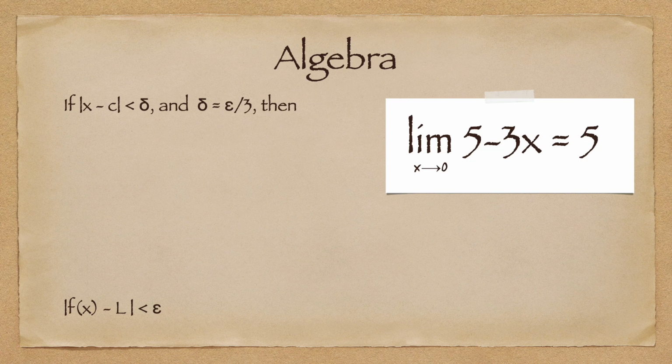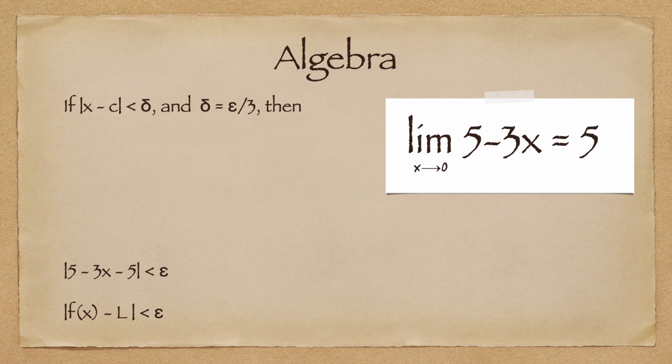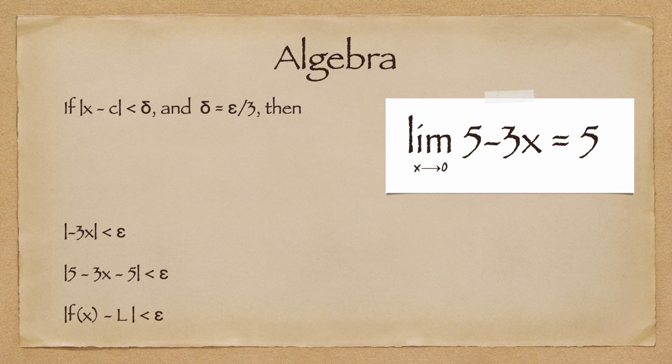Now we do the algebra again. In order to prove this limit, we need to show that if the absolute value of x minus c is less than delta, then the function minus the limit is less than epsilon. So, working backwards again, we plug in the function and the limit. The function is 5 minus 3x, the limit is 5. We need to do some simplifying.